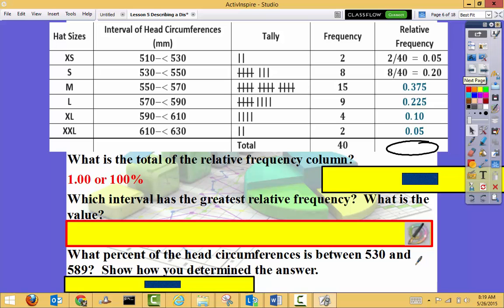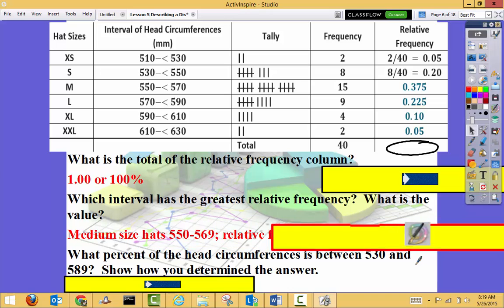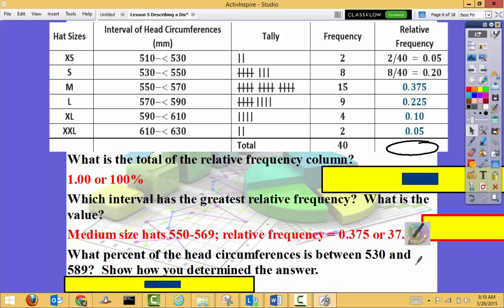Okay, what interval has the greatest relative frequency? So we're looking for which one has the greatest or that largest value. Well, you should see that it's going to be the same as just my regular frequency. It's still going to be that 550 to 590, that medium size. And its value is 37.5%.